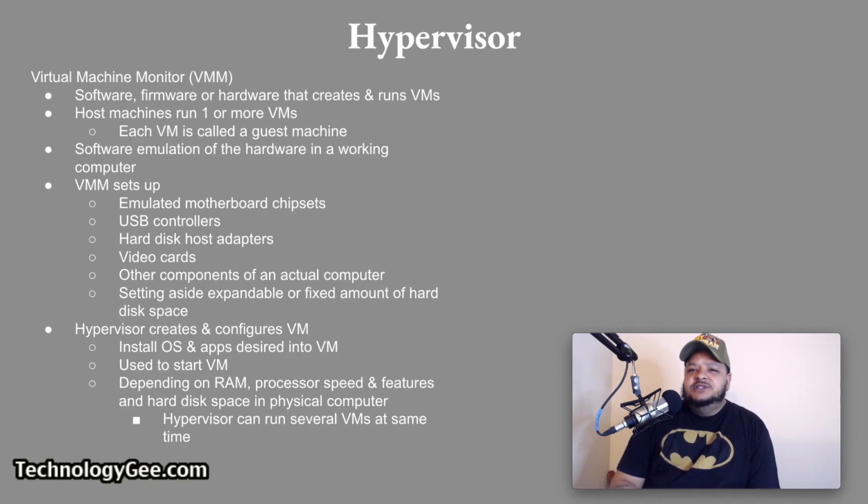The hypervisor is used to start the virtual machine, and depending on the RAM, processor speed, and features and available hard disk space in the physical computer, the hypervisor can run several virtual machines at the same time.